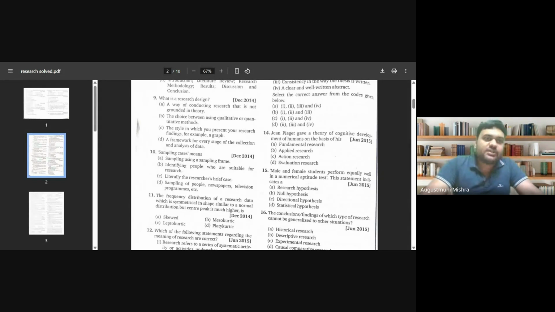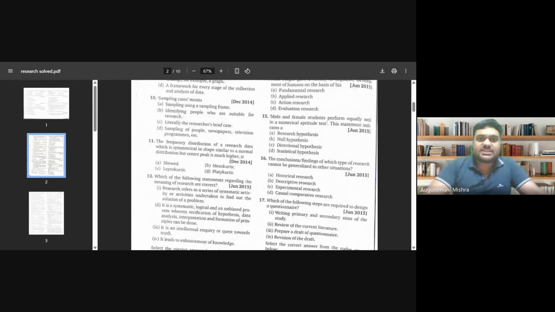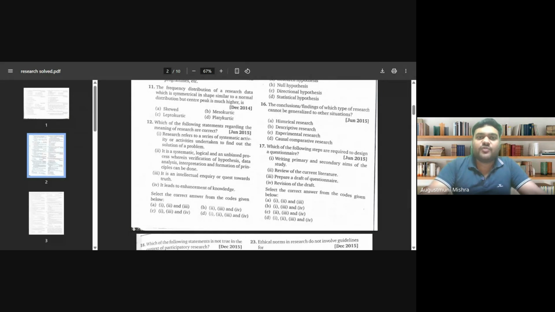Now, 11th question. The frequency distribution of a research data, which is symmetrical in a shape similar to the normal distribution, but center peak is much higher, is, anyone? Okay, C. 100% correct. So leptokurtic is the correct one. 11th answer is C. I'm just moving to the 12th question.